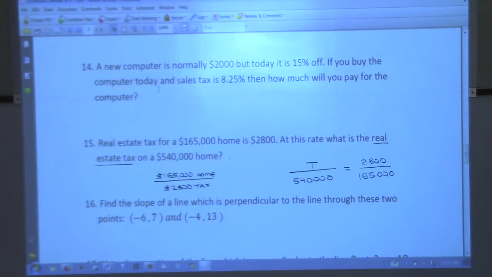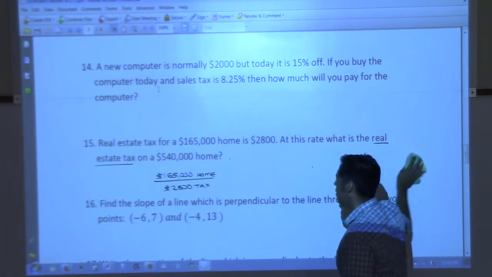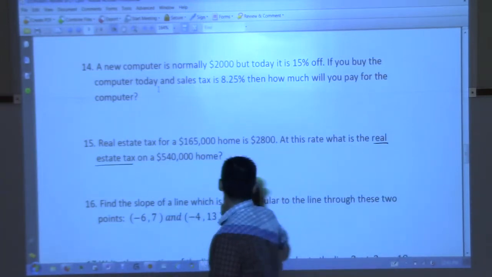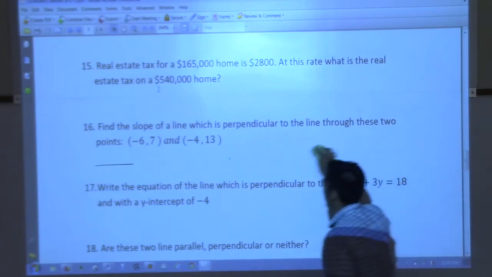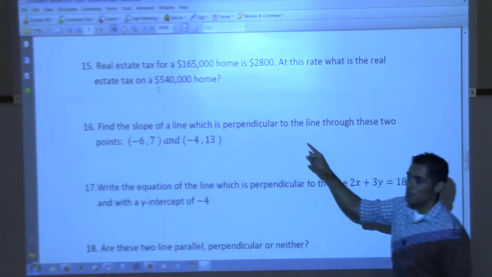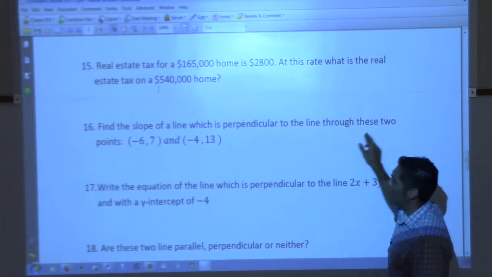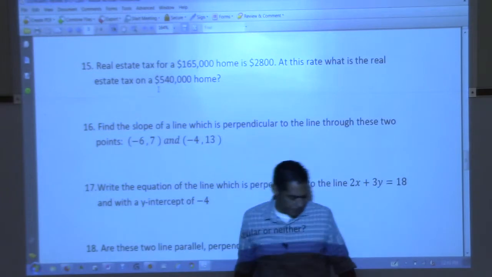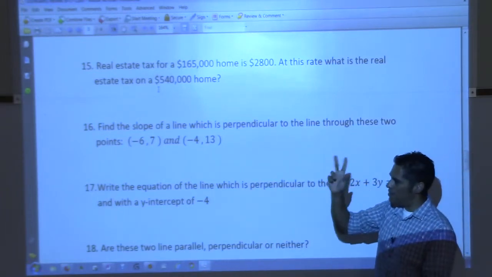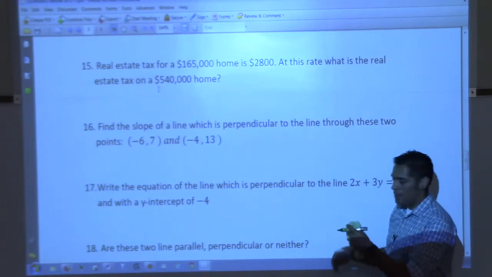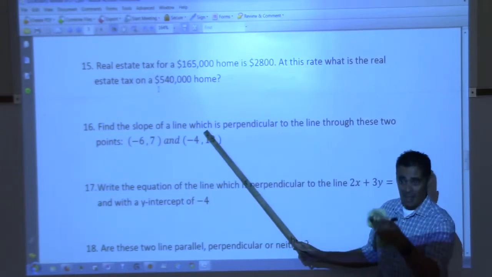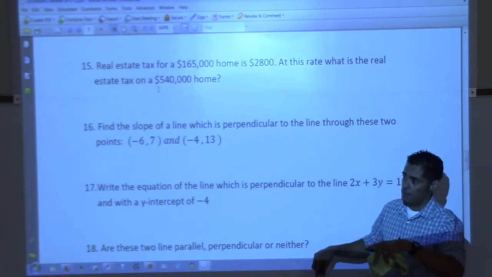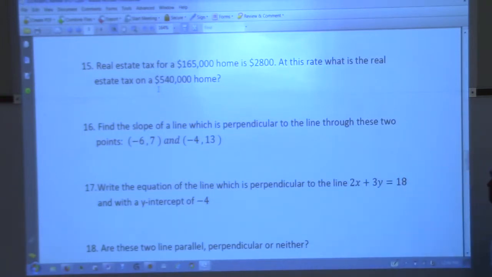All right, can I move on? Okay, let's look at 16. Find the slope of a line which is perpendicular, which means it's going to be the opposite reciprocal, of the line through these 2 points. So what do you have to do? Find the slope of this line, right? There's 2 lines in this problem. One that you're looking for the slope of, and the other one they're giving you the 2 points. So you find the slope between these 2 points, y2 minus y1 over x2 minus x1. Take that answer, flip it, change the sign. That's it. Yes? Are there going to be any conversion questions? Let's keep going.